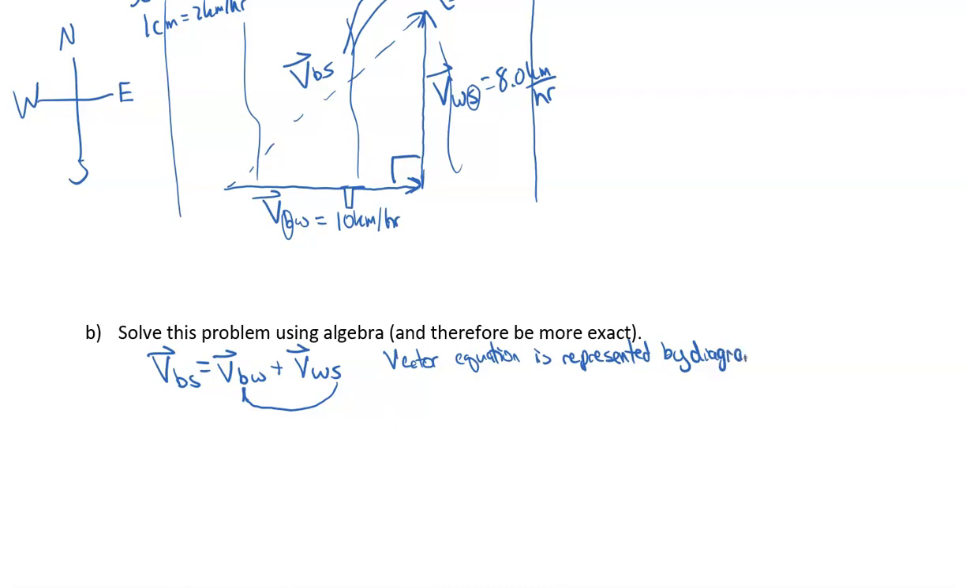So what we're going to do in this particular case is solve using the Pythagorean theorem. We know it's a 90-degree triangle, so we can say that the boat relative to the shore squared, just looking at the magnitude for now, is the boat relative to the water squared plus the velocity of the water relative to the shore squared. And so we know these two values. We know the boat relative to the water is 10 kilometers per hour. We know that the water relative to the shore is 8 kilometers per hour.